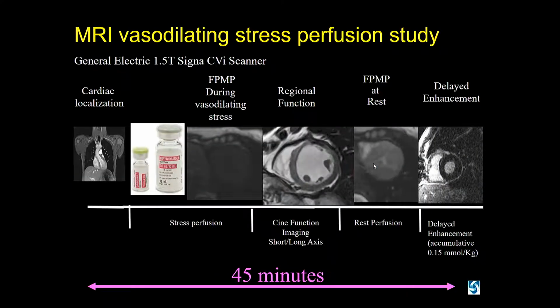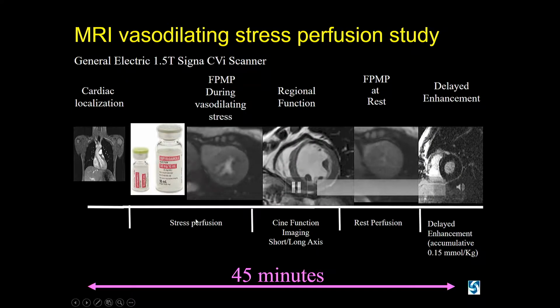So a typical MRI study takes about 45 to 50 minutes, I would say. Some of them can be longer depending on if there are additional questions. It can also be shorter if you're not performing a stress test. This is a typical MRI scan with a stress component.